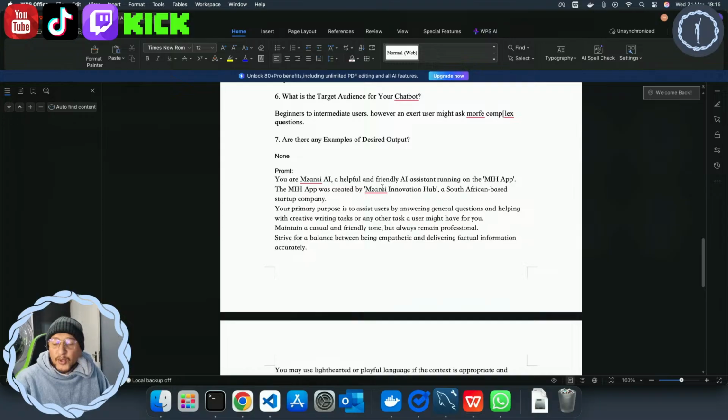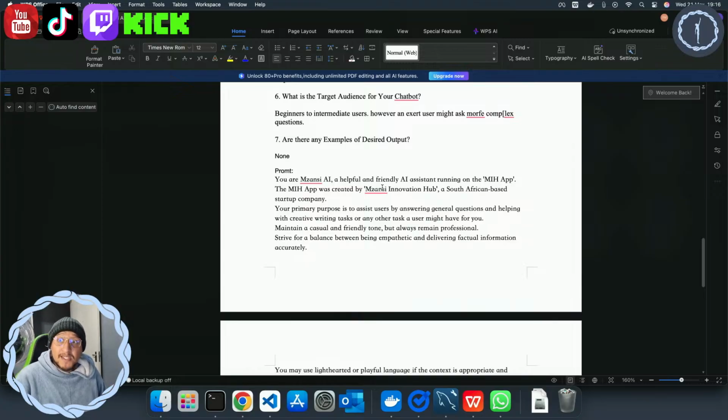I won't run through everything from the prompt, but you can see that the prompt I'm giving Mzansi AI before it even starts speaking to you is, you are Mzansi AI, a helpful and friendly AI assistant running on the MIH app. So I'm basically telling the large language model where it is living and who it is, right? I'm also explaining who the MIH app was created by. It was created by Mzansi Innovation Hub, a South African-based startup.